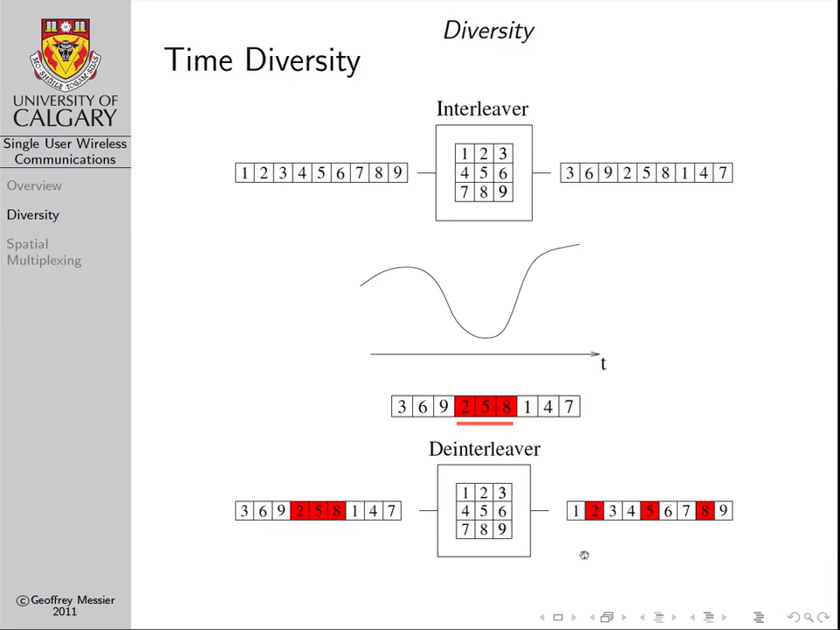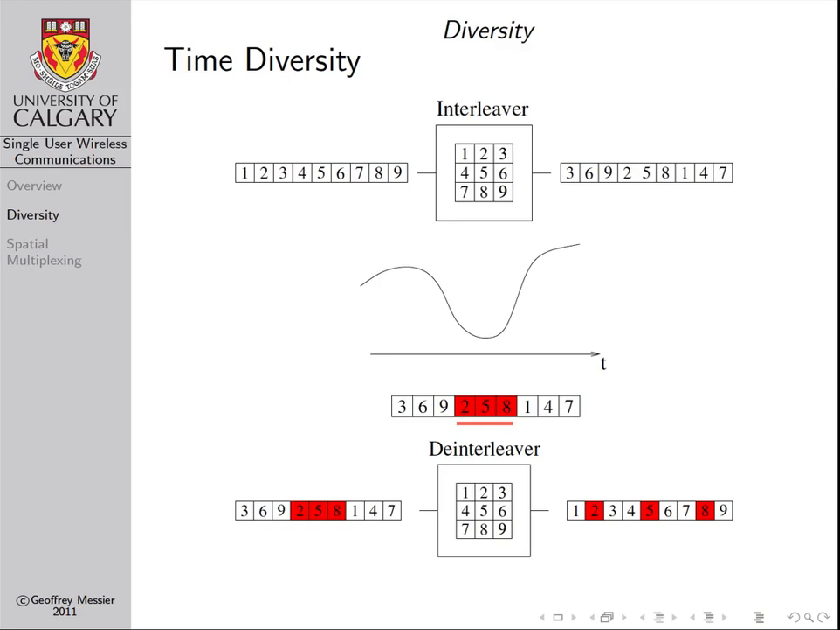And so basically what the de-interleaver does is, as it descrambles the received frame, it essentially scrambles the fading profile of the channel. And so in the end, we end up with adjacent bits that experience very, very different fading conditions.